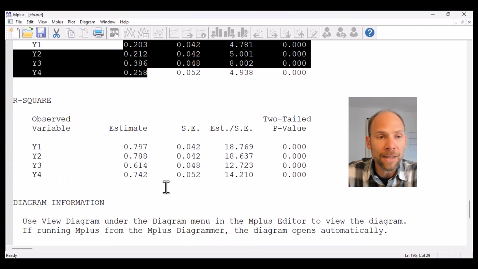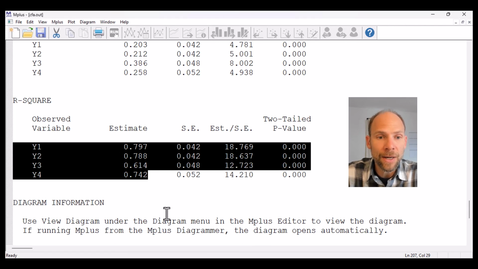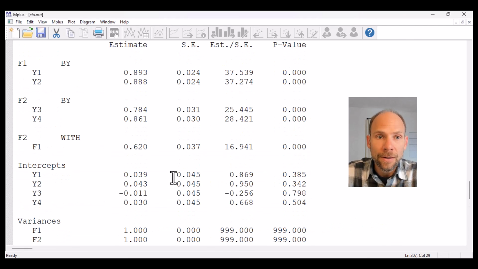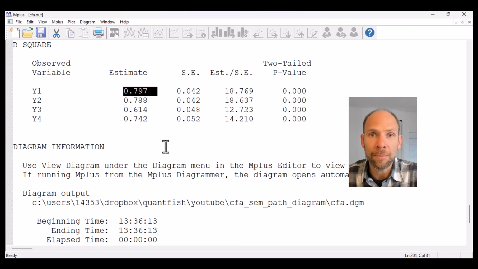And then below that in Mplus, we get our R-squared values. The R-squared values are the squared standardized factor loadings. So for example, the first loading is 0.893, so 0.893 squared yields 0.797, so that's the squared standardized loading, or R square, which can be interpreted as a measure of reliability.